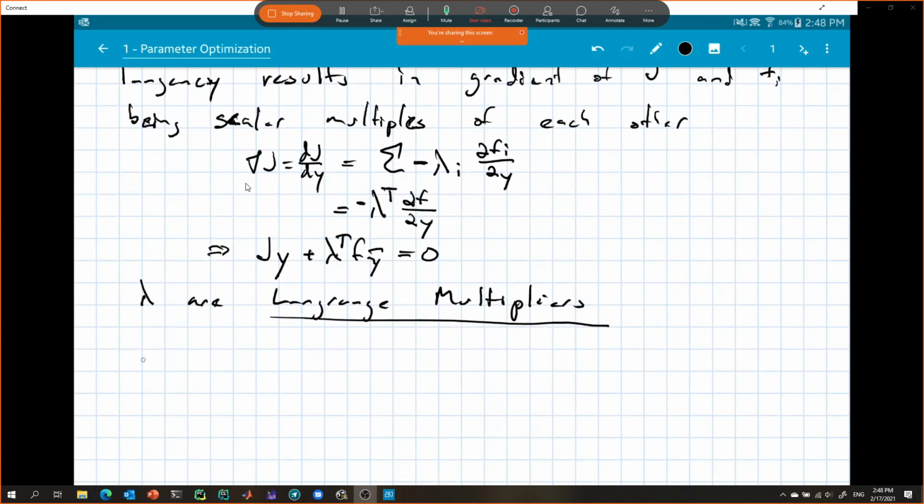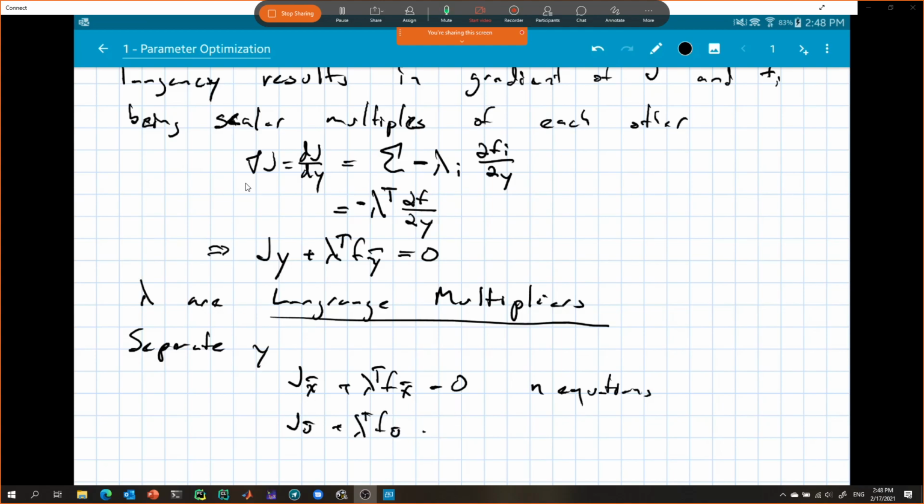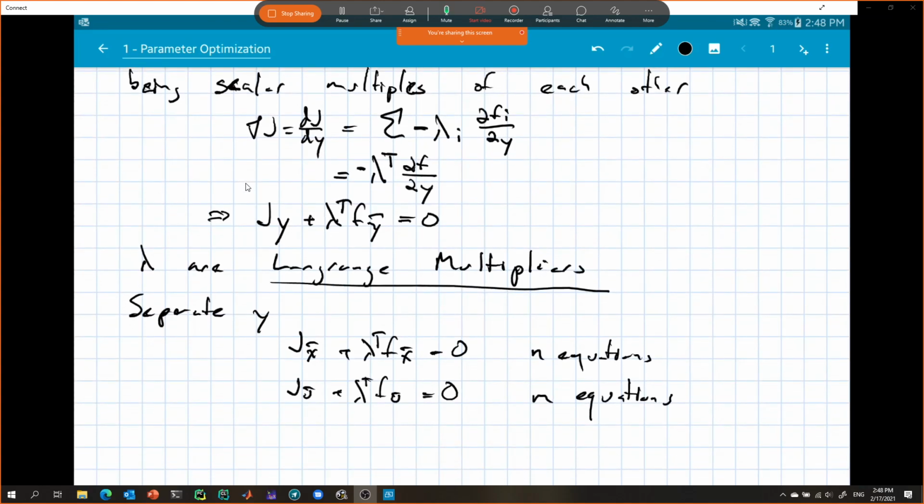And then we could separate y. So then we have, this isn't super necessary, but it's helpful to see that here we have n equations, and here, if we do it with u, then we have m equations. So then we have what we need.